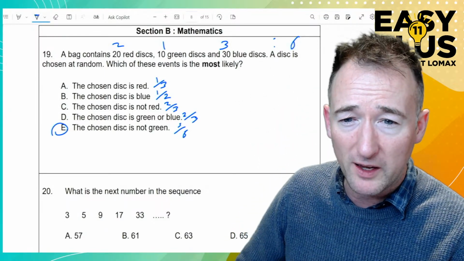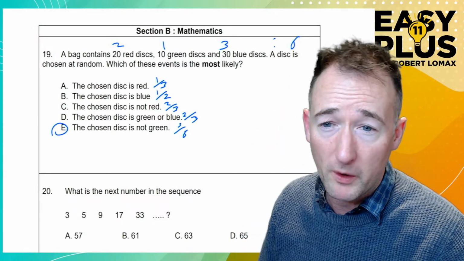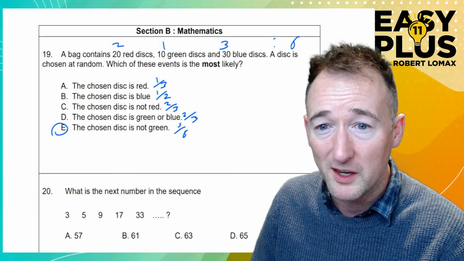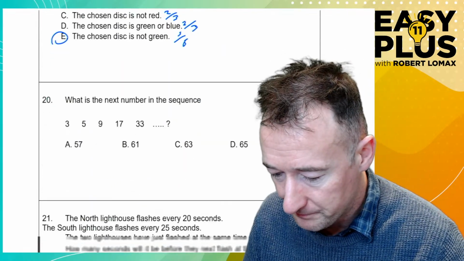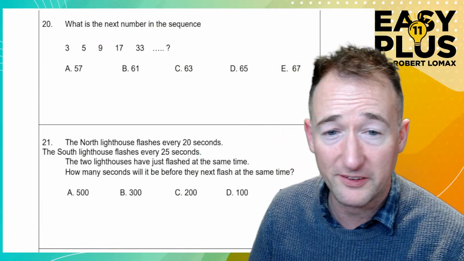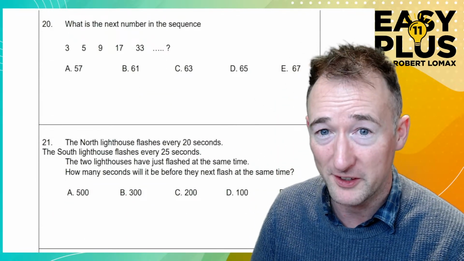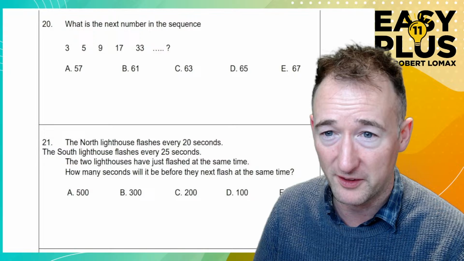So really, really quick and dirty probability. There's nothing wrong with working with 20, 10 and 30. Most people will. But you may as well simplify it by getting rid of the zeros and it becomes a bit simpler. Again, if that isn't clear to you, I have videos on probability, ratios, that sort of thing on my channel.